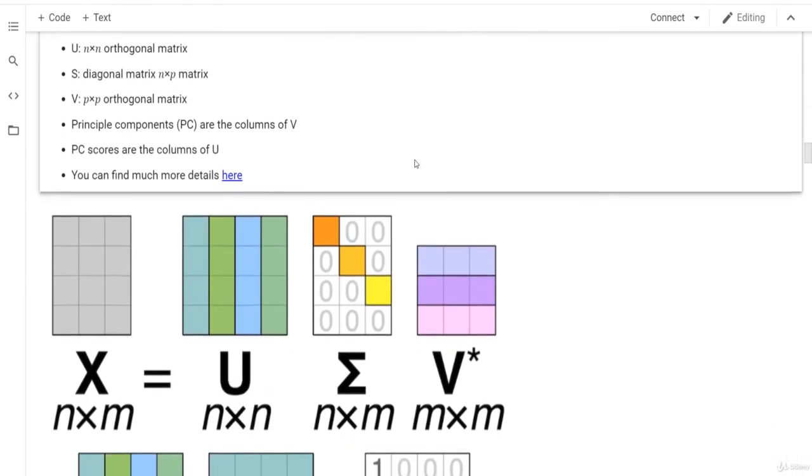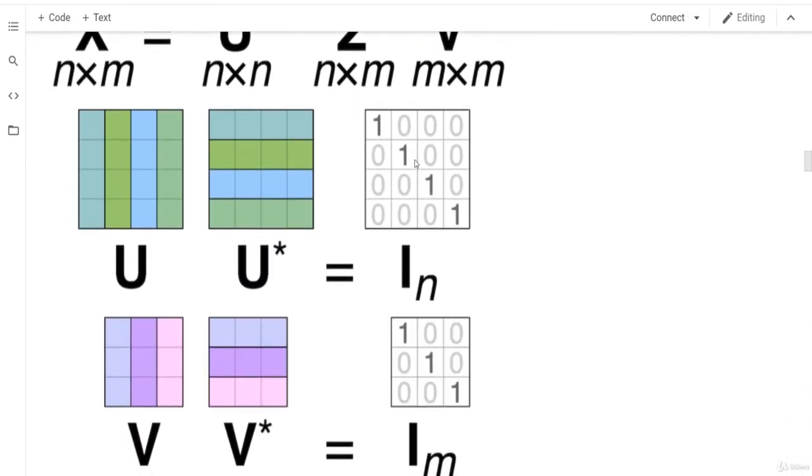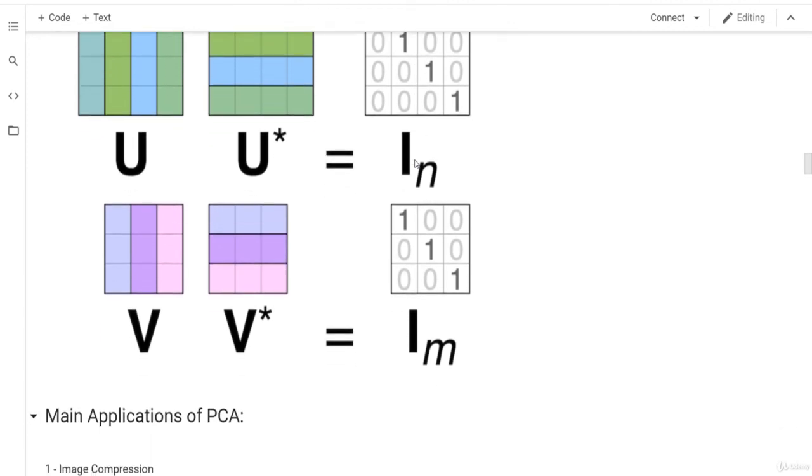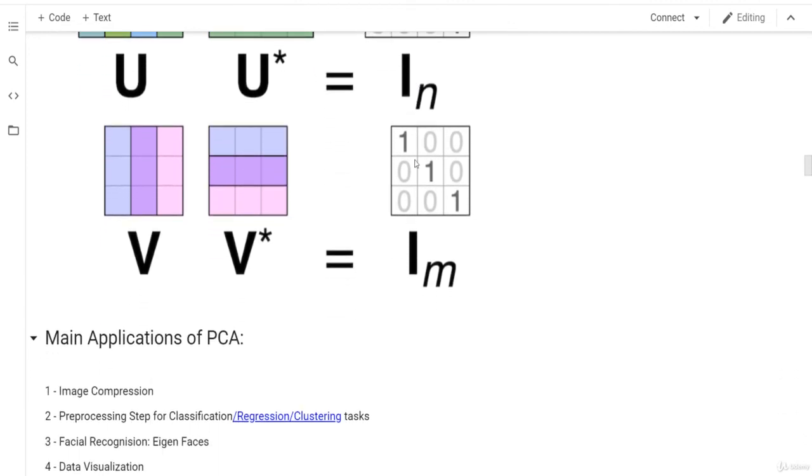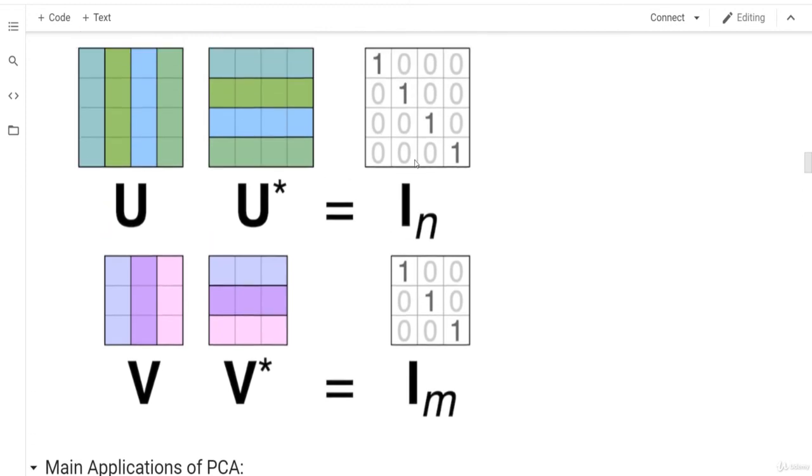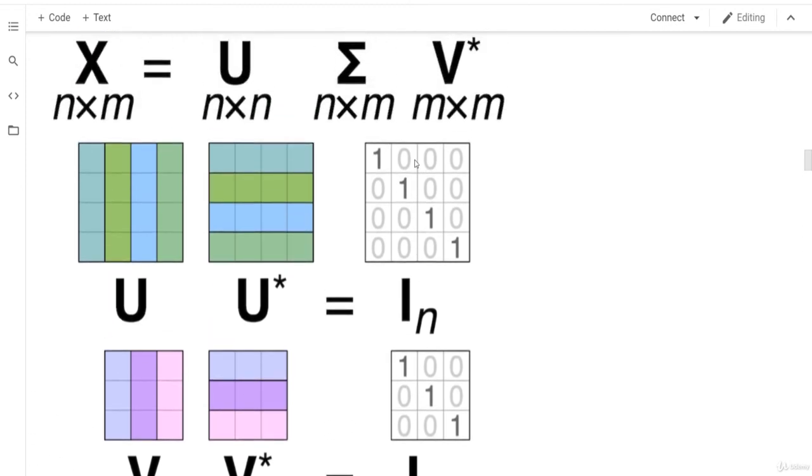Okay, so in the next lesson, we will discuss the main applications of PCA. There are some very cool applications that we can use PCA for, and then we will see how we can implement PCA from scratch for many different applications. So let's go to the next lesson and start seeing the applications of PCA.